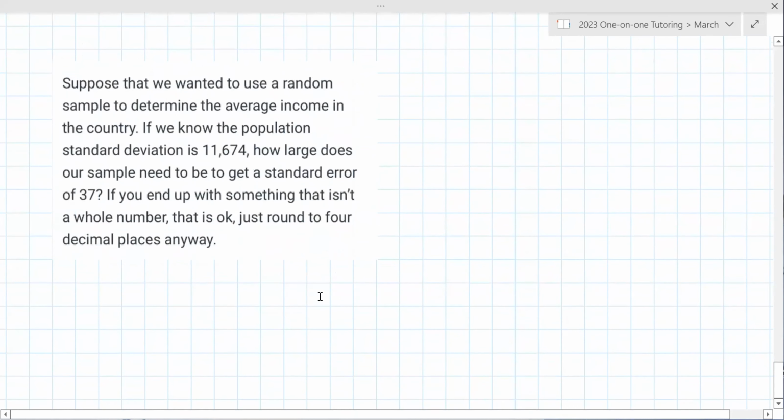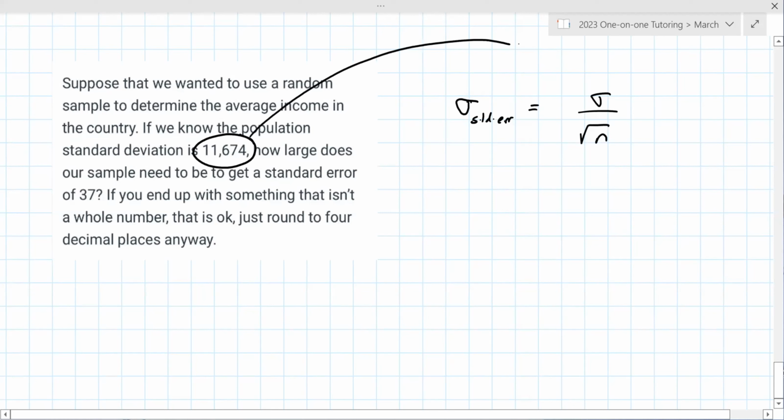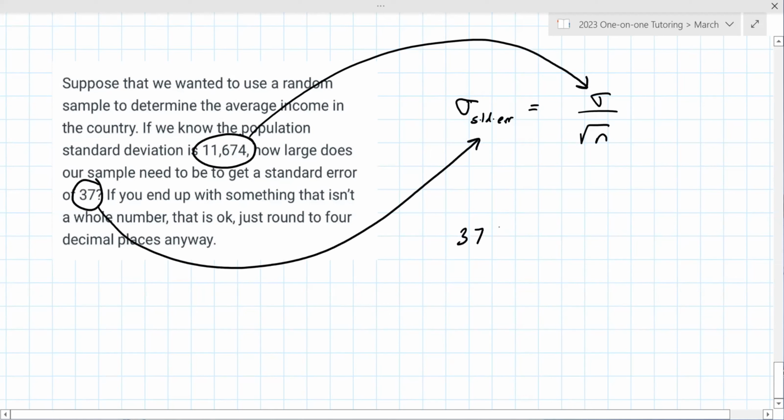All right. Suppose that we wanted to use a random sample to determine the average income in the country. If we know the population standard deviation is 11,674, how large does our sample need to be to get a standard error of 37? So this is just like the previous problem. Standard error equals sigma divided by the square root of n. They're giving you sigma. They want the standard error to be 37.